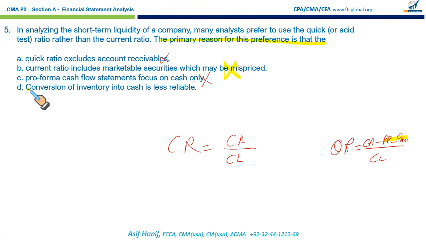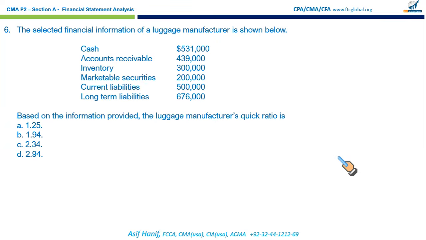Then, conversion of inventory into cash is less reliable. Conversion of prepayment into cash is even more difficult. Since these two items are less reliable to be converted to cash, that's why they're excluded from the current assets, and that gives us the quick assets. And this ratio is called the quick ratio or the acid test ratio. Now we know for sure D is the right answer.